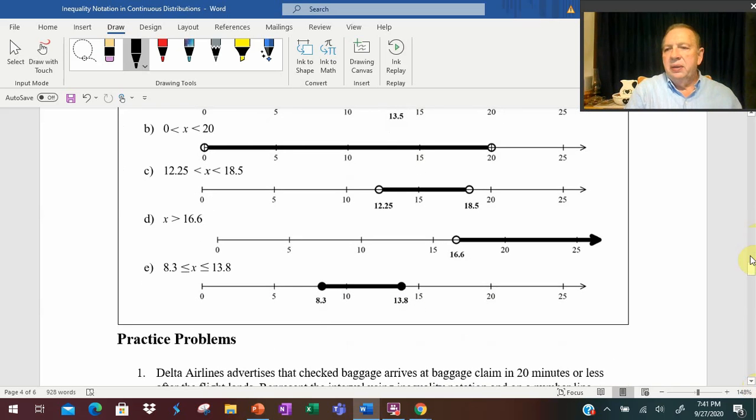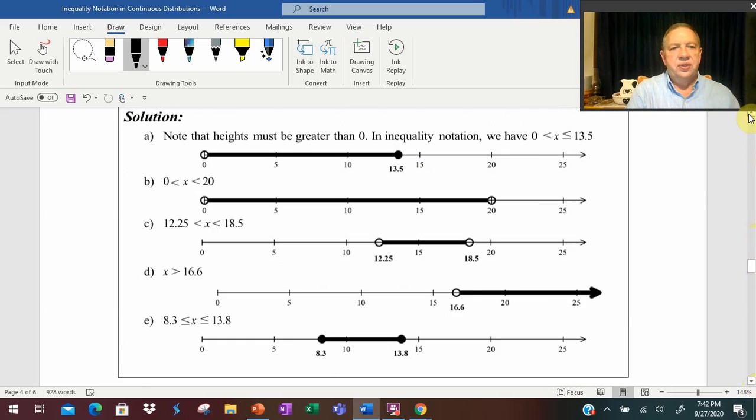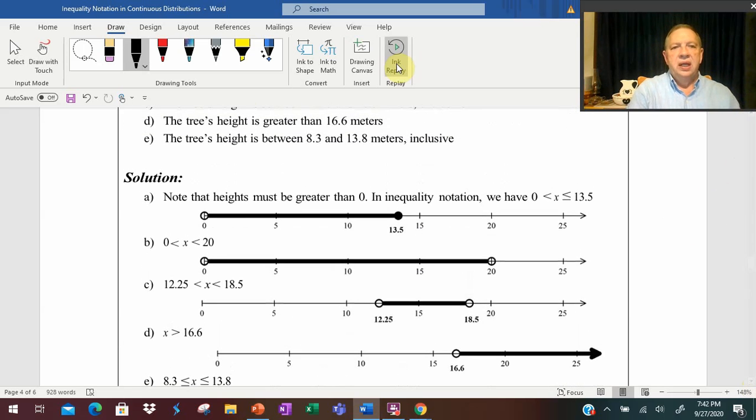Here is D. Let me slide back up here just a little bit. I should have said D. Here's D. The tree's height is greater than 16.6. So 16.6 would not be included. We want something greater than that. X greater than 16.6. Again, we would not include 16.6, but all the things bigger than that. And that would be the notation that we would use for the inequality.